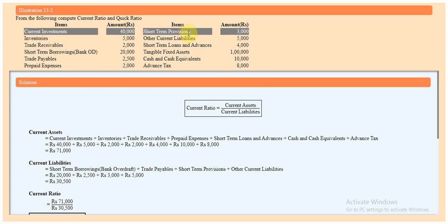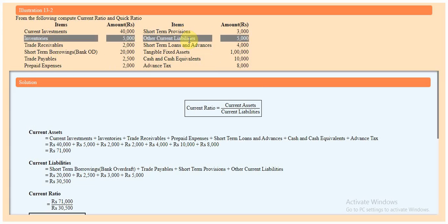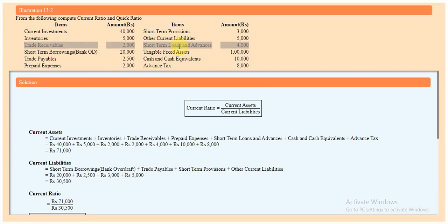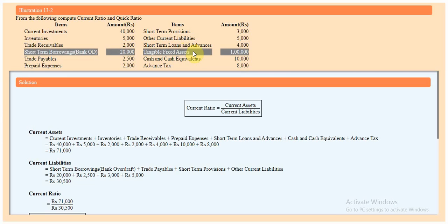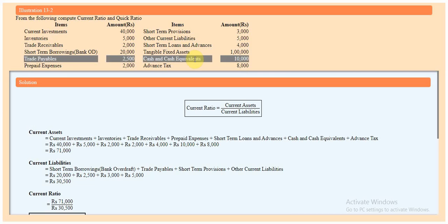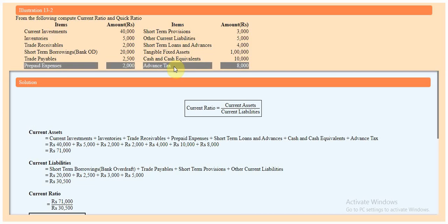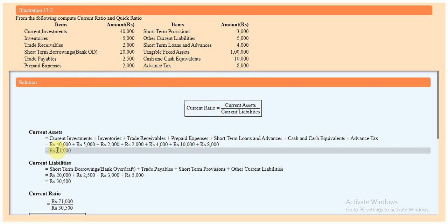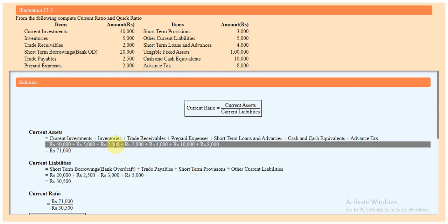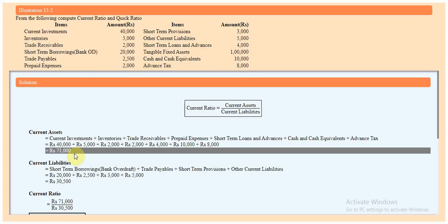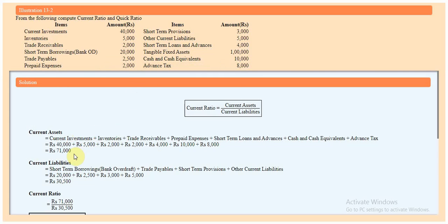Short-term provisions will not be included. Other current liabilities will also not be included. Short-term loans and advances, these are loans and advances given by the company to outside parties. So they are current assets, and have to be included. Tangible fixed assets will not be included. Cash and cash equivalents will be included, and advance tax will be included. So all of this has to be added. That is what is done in this step, and we get current assets equal to rupees 71,000.